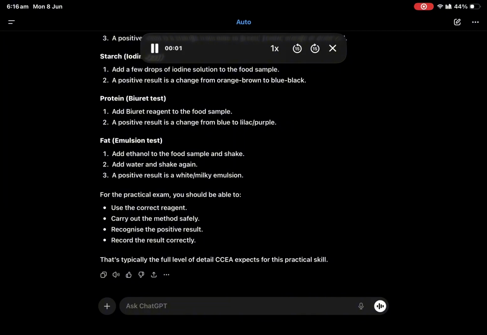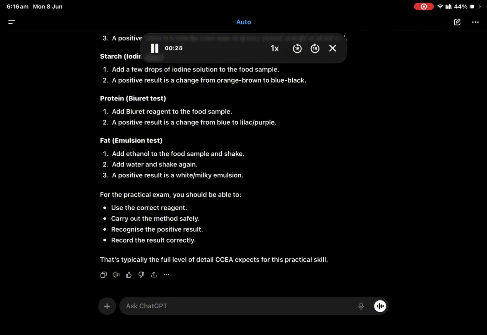For the CCEA Practical Skills Assessment, the specification point isn't just memorizing the reagent and color change. You should know the method as well. Sugar. Benedict's test. 1. Add Benedict's solution to the food sample. 2. Place the test tube in a hot water bath for a few minutes. 3. A positive result is a change from blue to green, yellow, orange, or brick red.